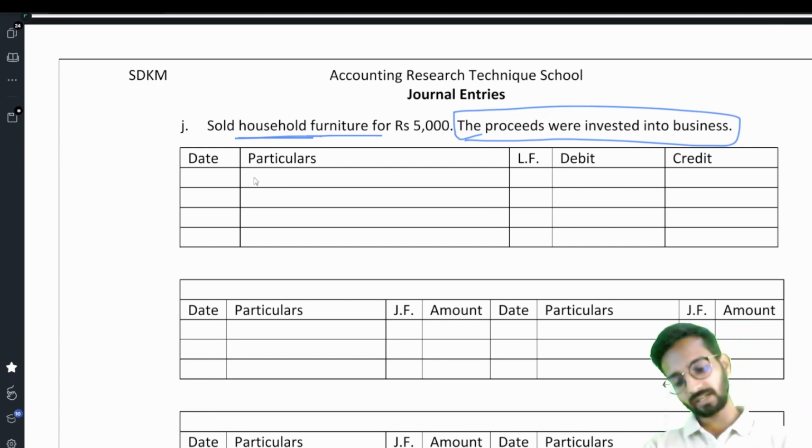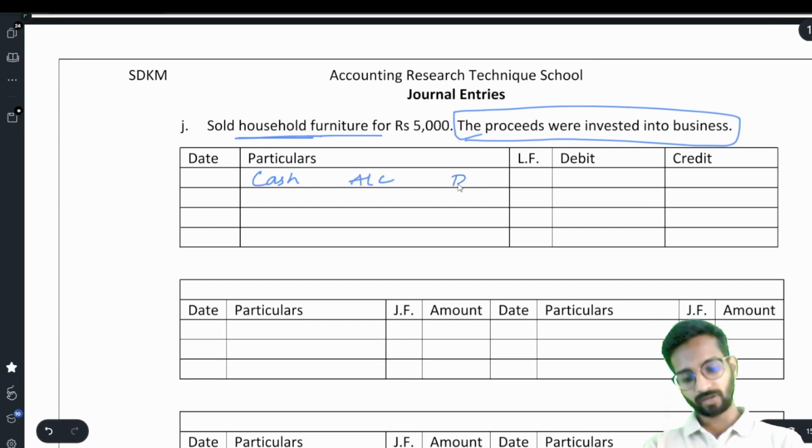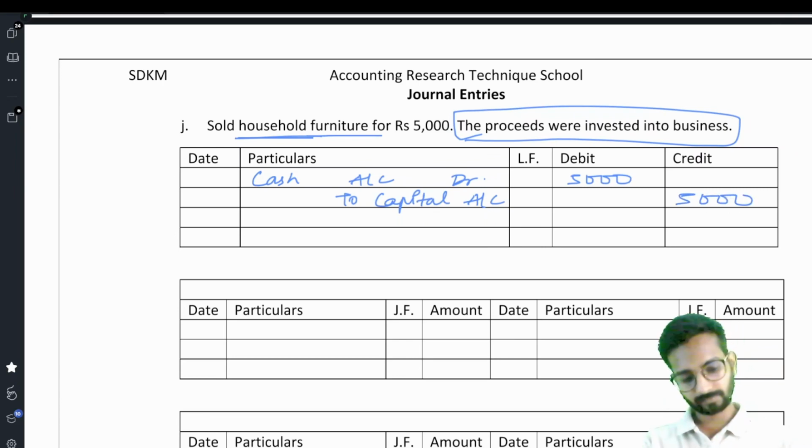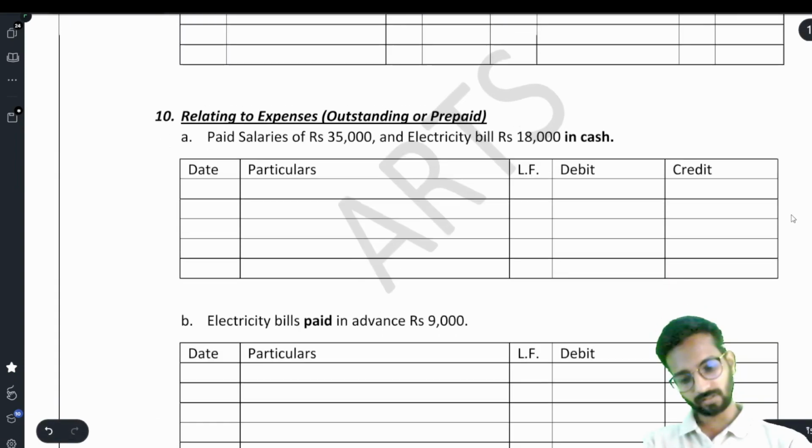So I will just write the same entry that we learnt on the first day: cash account debit to capital account, 5,000. Now moving to the next question.